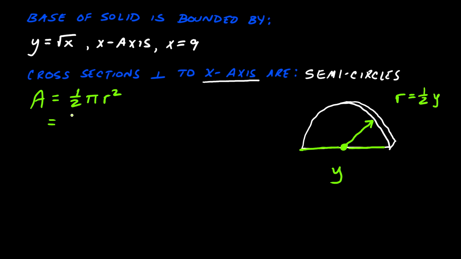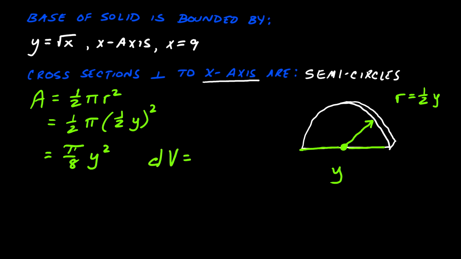So we would have 1/2 pi times 1/2 y squared. And this simplifies to pi over 8 y squared. So for our problem, if we're summing these up, our piece of the volume, dV, is going to equal pi over 8 y squared. And again, my thickness is dx because it's perpendicular to the x-axis.